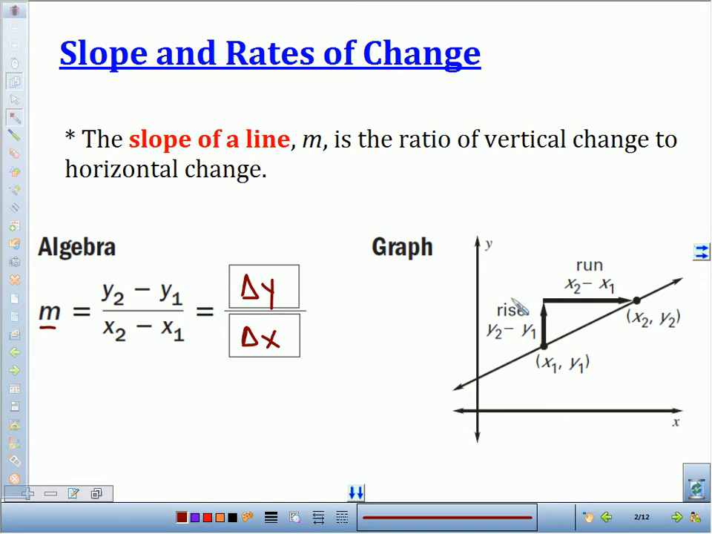Graphically, you might see the slope of a line referred to as rise over run. You see the same kind of information. We see 1 point x1, y1, 1 point x2, y2, and we find the difference between y2 and y1 is how much it rises, and the difference between x2 and x1 is how much it runs.